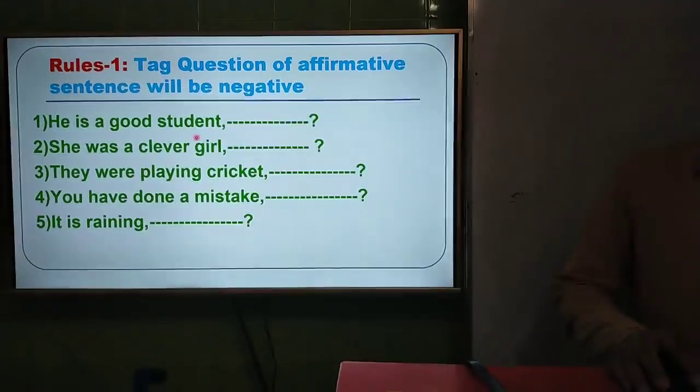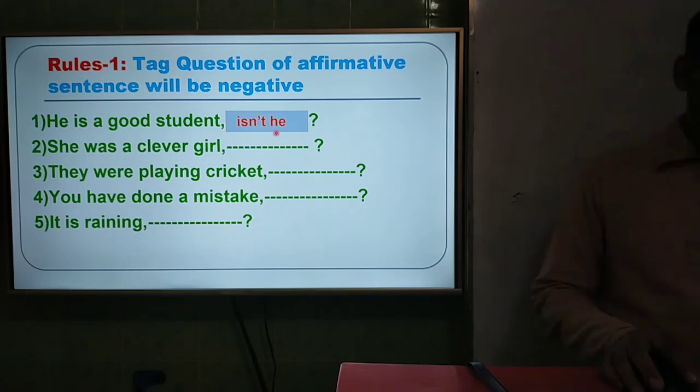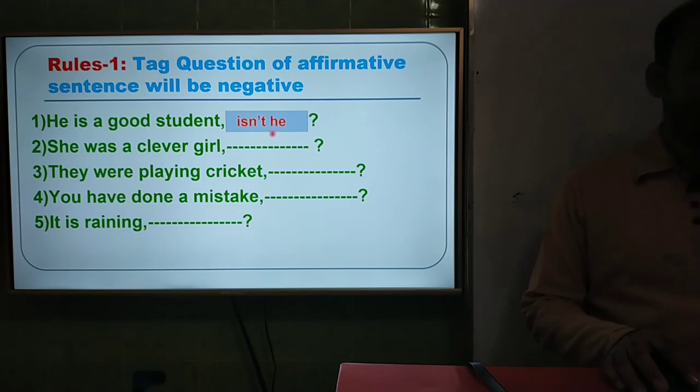Here the first one: he is a good student. Here the operator is, you see, here the operator is. So the short form of is not, isn't, we have learned already from the operators. So the answer will be isn't he. Here the subject is also he, but it will be in small letters. We cannot use capital letters in tag questions. Okay.